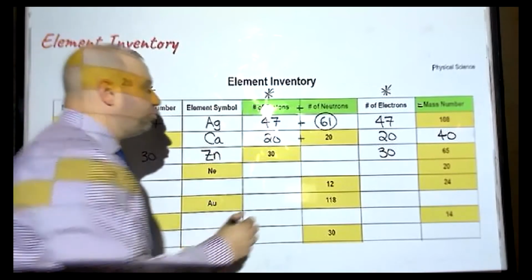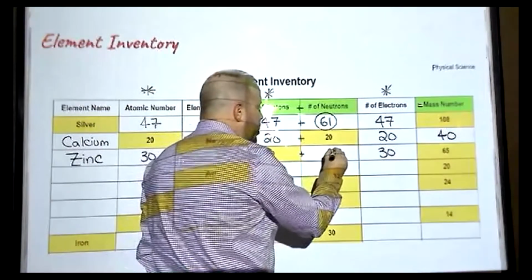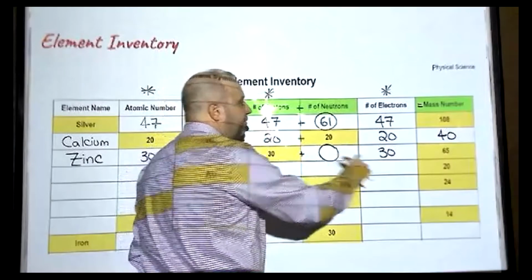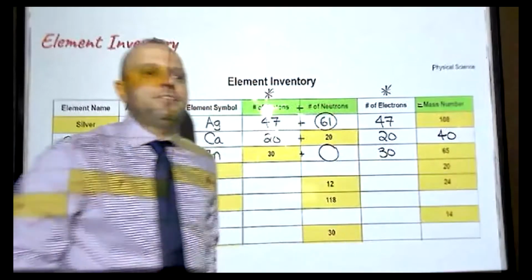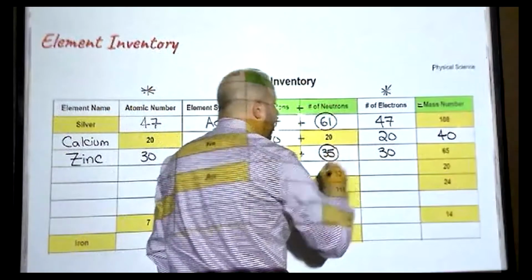And the number of neutrons, we're going to do it the same way we did it up here. The number of neutrons is going to be equal to 30 plus whatever this is, has to equal 65. So this number is going to be 35.